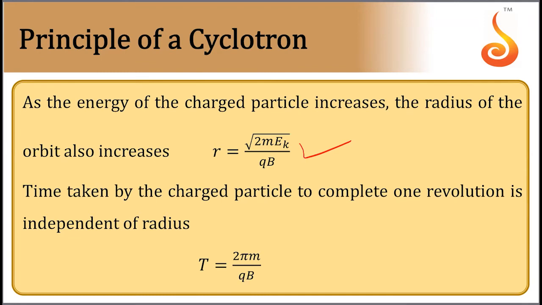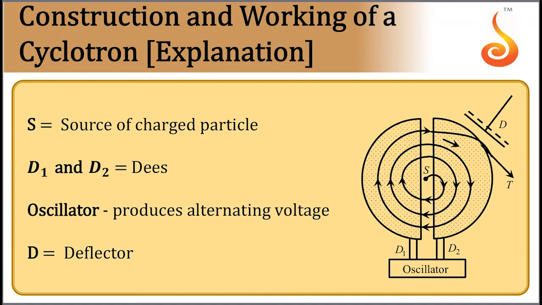Hope you have taken this. Moving on to the construction and working of the cyclotron. A cyclotron consists of two semicircular vessels in the shape of the letter D. They are called Ds, D1 and D2. They are hollow vessels connected to an oscillator. Oscillator means it will supply AC current.